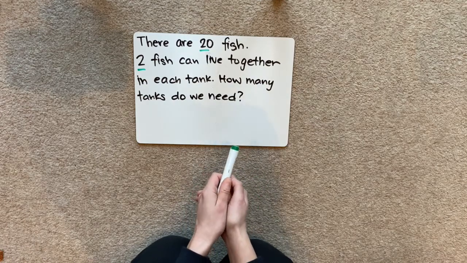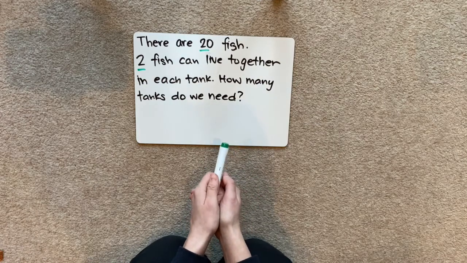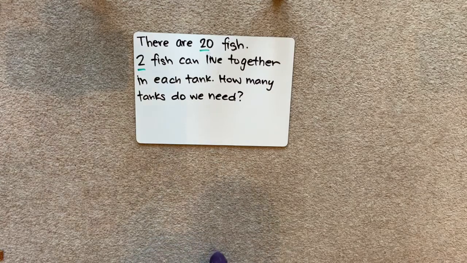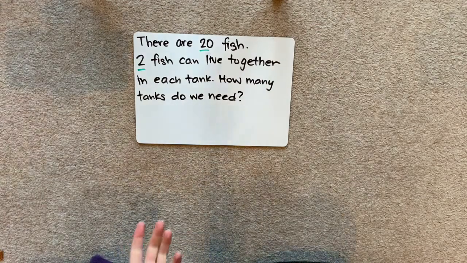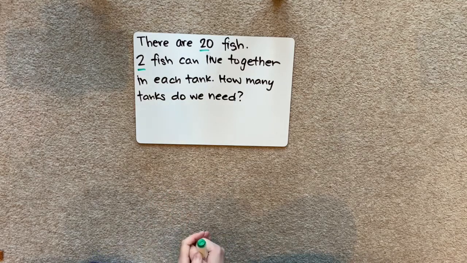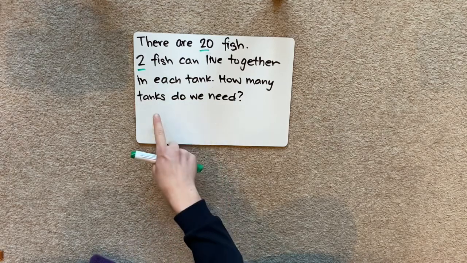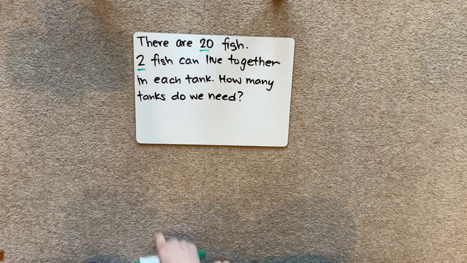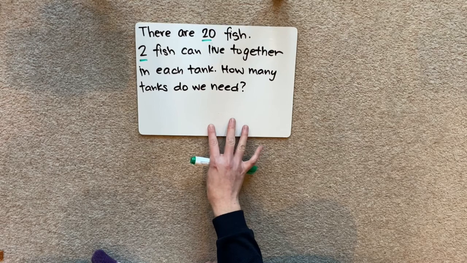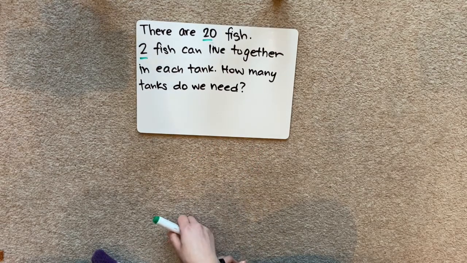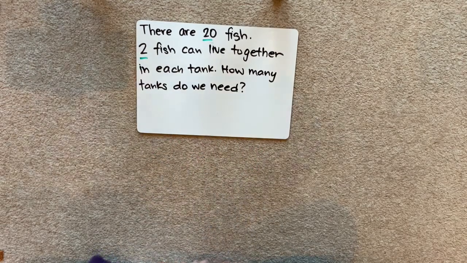So in the questions that we were doing the day before, the question would tell you how many tanks there are. This time, we don't know how many tanks there are, but we do know that 2 fish can live together in each tank. So it's still dividing, but it's a bit different. It's called division by grouping. So we're going to use some objects to help us find the answer to this question.